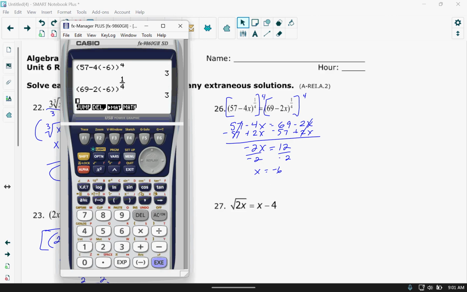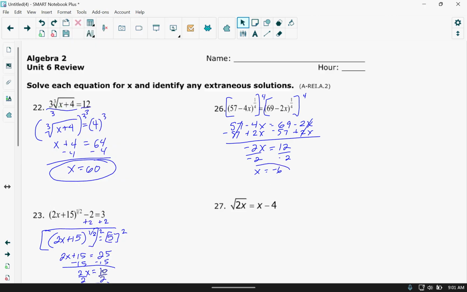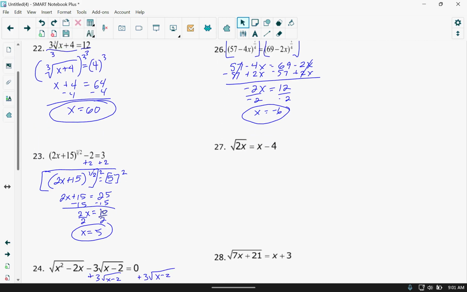And we still get 3. So that is the correct answer. It is not extraneous. Okay, number 27 says the square root of 2x is equal to x minus 4.